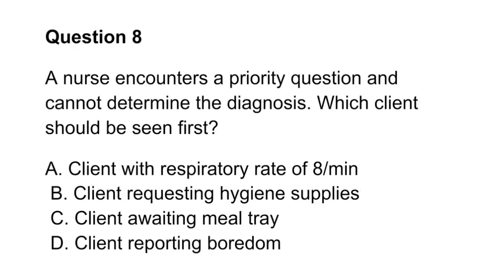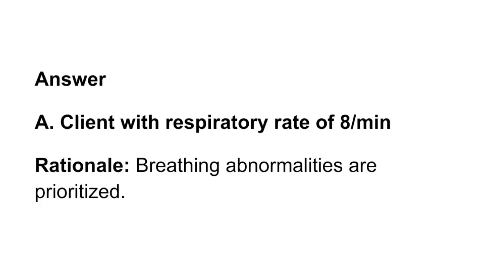Question 8. A nurse encounters a priority question and cannot determine the diagnosis. Which client should be seen first? A. Client with respiratory rate of 8 per minute. B. Client requesting hygiene supplies. C. Client awaiting meal tray. D. Client reporting boredom. Answer. A. Client with respiratory rate of 8 per minute. Rationale. Breathing abnormalities are prioritized.